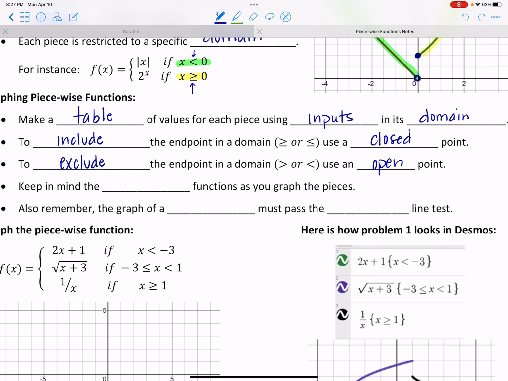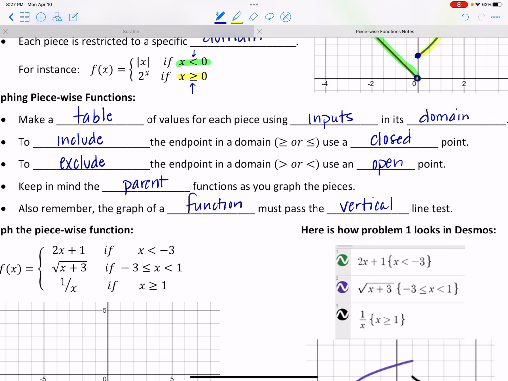It's also helpful when we're doing this to keep in mind the parent functions, so that when I'm graphing each piece, I know the general behavior and shape of the graph. And lastly, remember the graph of a function has to pass the vertical line test, so that if we did by accident create overlap in our graphs, we're going to know right away we did something wrong.